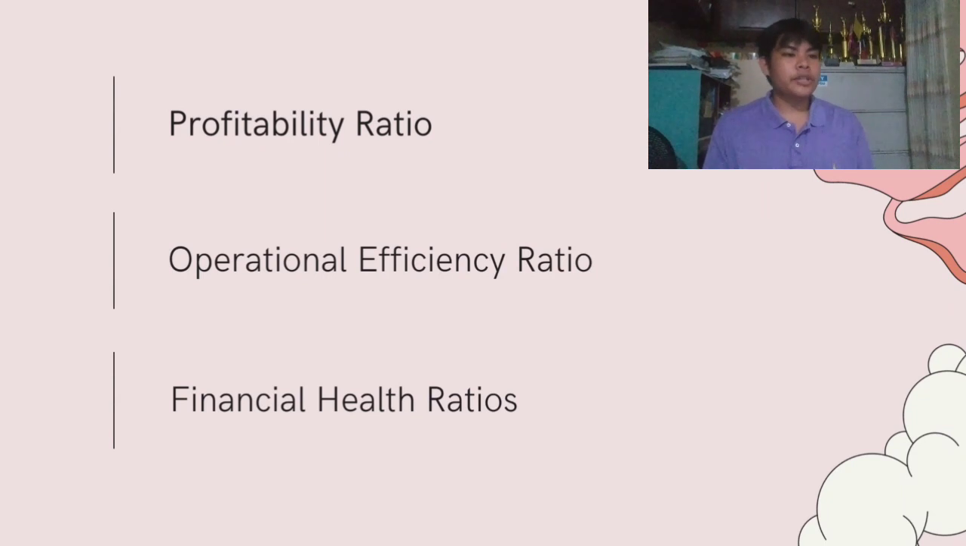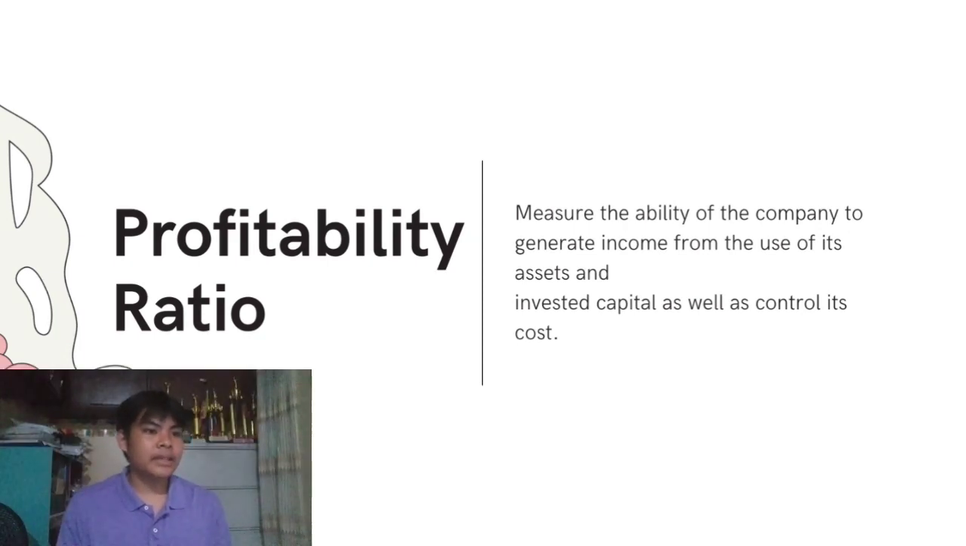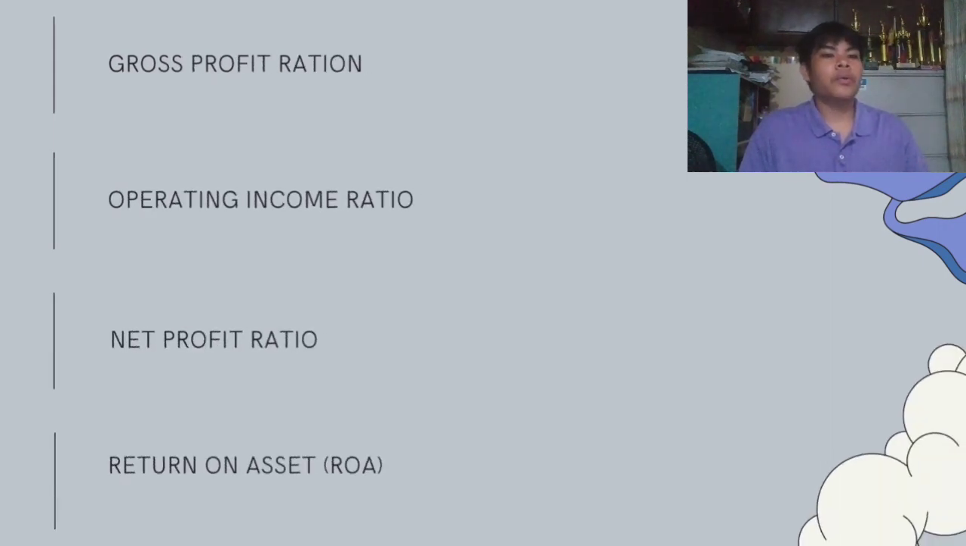Profitability ratios measure the ability of a company to generate income from the use of its assets and invested capital, as well as control its cost. These are the most commonly used profitability ratios. First, we have the gross profit ratio. The gross profit ratio reports the peso value of the gross profit earned for every peso of sales. We can infer the pricing policy from the gross profit margin.